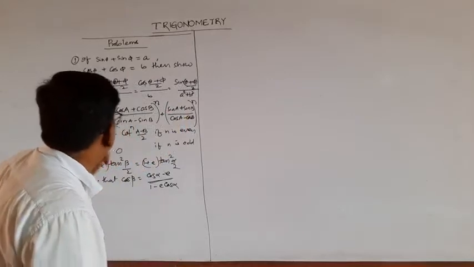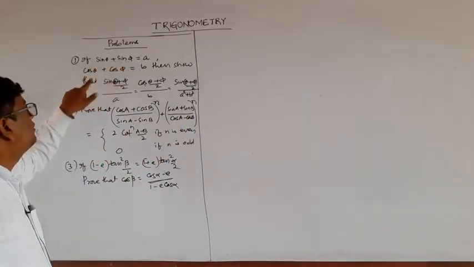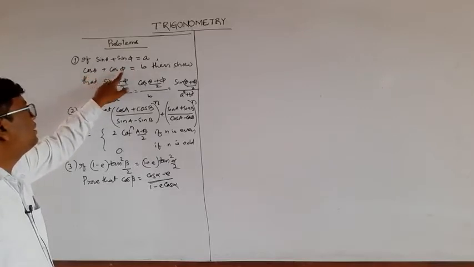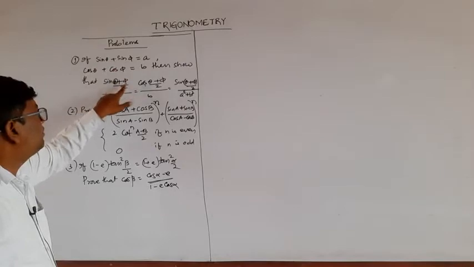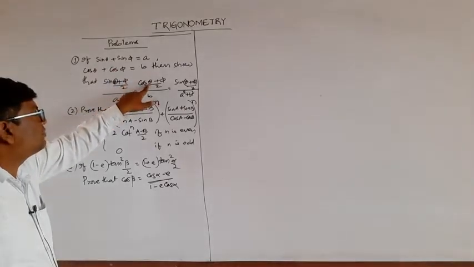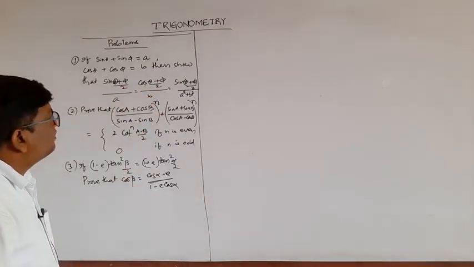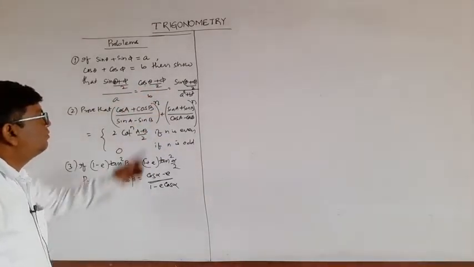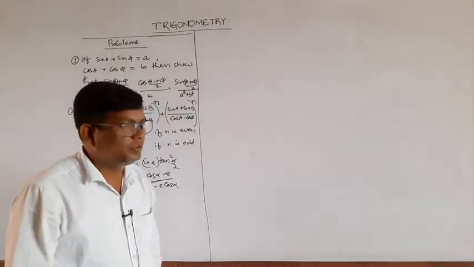So the question is: if sin theta plus sin phi is equal to A, cos theta plus cos phi is equal to B, then show that sin((theta plus phi) by 2) divided by A is equal to cos((theta plus phi) by 2) divided by B, and sin((theta plus phi) by 2) divided by A square plus B square. This is the question.